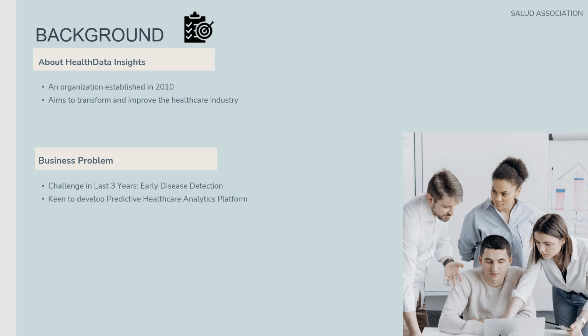Regarding the background, Health Data Insights is an organization which was established in Canada during 2010, which has a diverse team of healthcare experts, data analysts, and developers, who aim to improve the healthcare industry. However, for the last 3 years, Health Data Insights Inc. has been facing challenges such as early disease detection, enabling personalized care, optimizing resource allocation, and reducing healthcare costs. So their management is keen to address these by developing a predictive healthcare analytical platform.